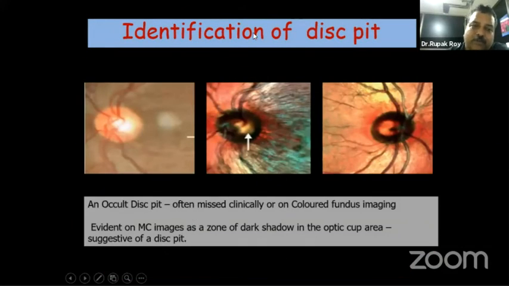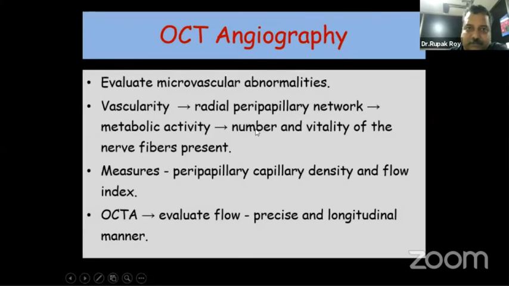Also, it has some role in an entity known as occult disc, where in this clinical color fundus photograph you are not able to see the disc, but you see macular edema in the macular region. When you do multicolored imaging, you are able to see the optic disc here, which is not seen in the conventional color fundus photograph. So this is one other application of multicolored imaging.